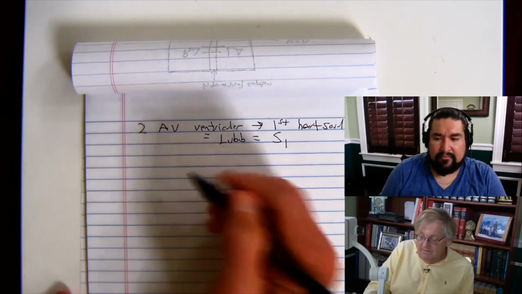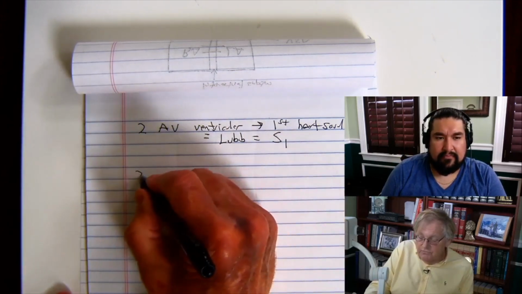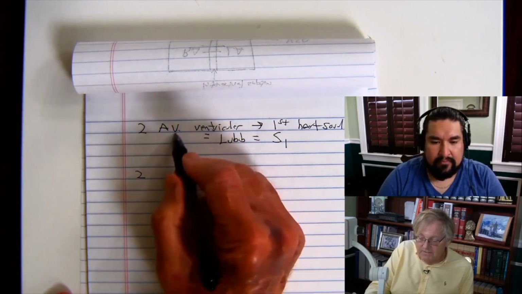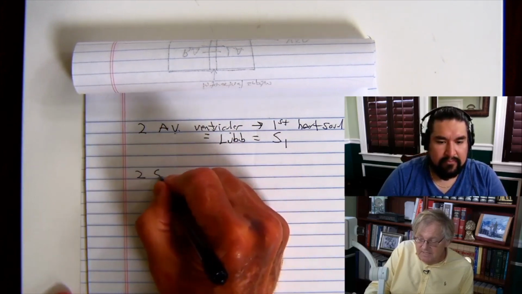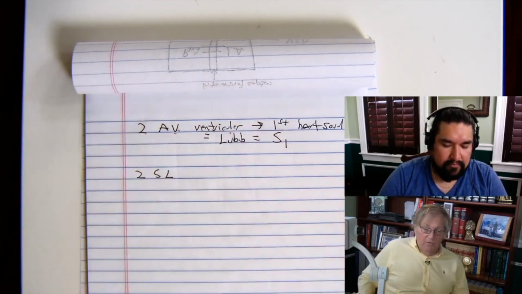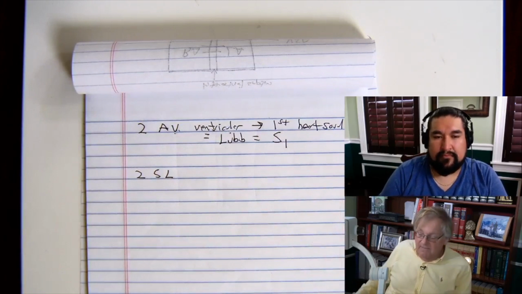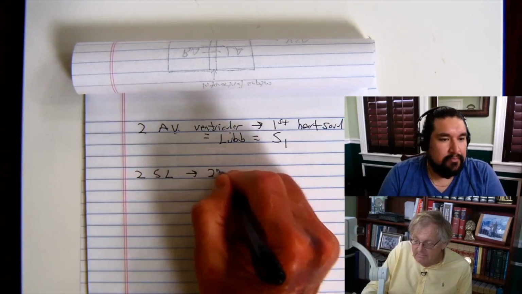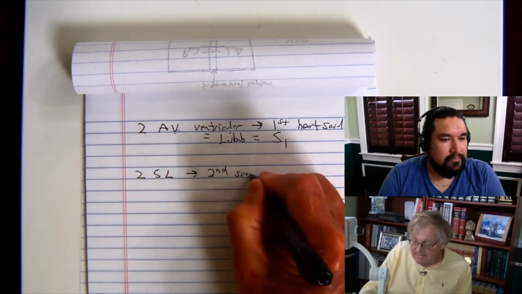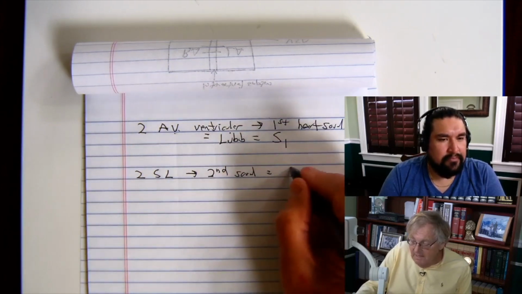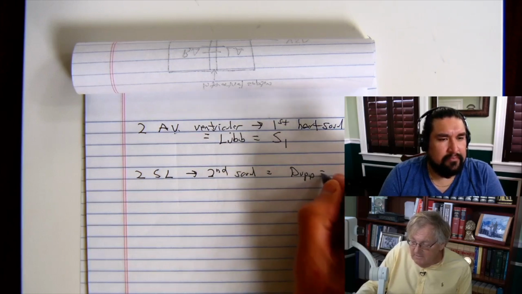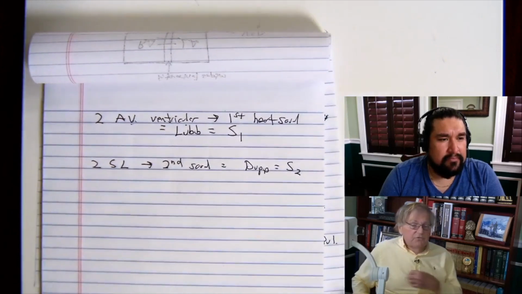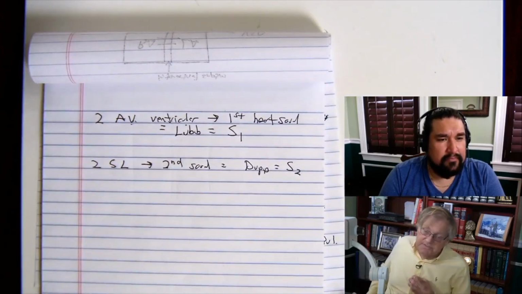The second heart sound is going to be, remember, there's 2 semilunar valves that we're going to have. So there's 2 atrioventricular, there's 2 semilunar valves. Remember, that's the aortic valve and the pulmonic valves. And those valves are going to form the second heart sound. And that second heart sound is going to be the dup sound. And that's going to be called the S2. So that's what you're actually listening to with the stethoscope as you're listening to the heart.